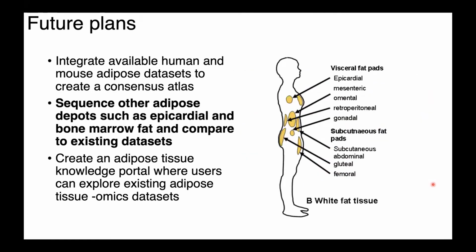Another thing that we want to do is sequence other adipose depots, such as epicardial and bone marrow fat.